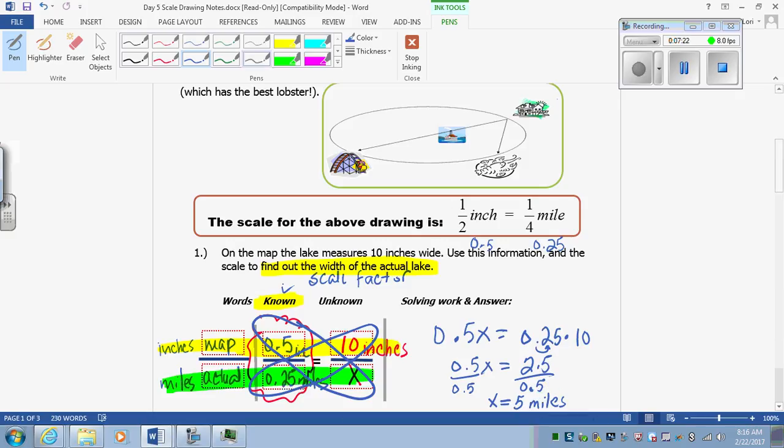So the distance across the lake, or the diameter of the lake, is equal to 5 miles using a scale factor that has 1/2 an inch equal to 1/4 of a mile. So the distance between the cabin and the amusement park is going to be 5 miles.